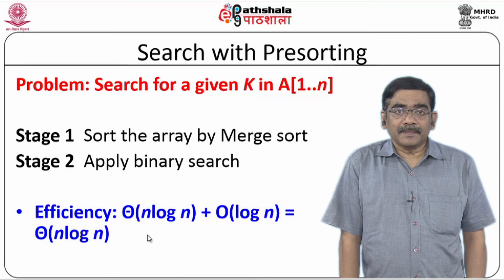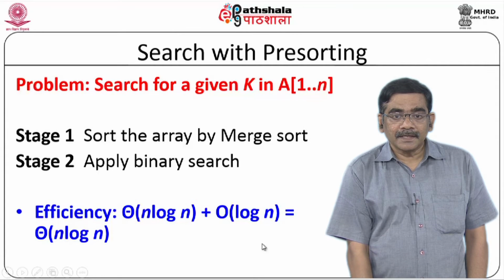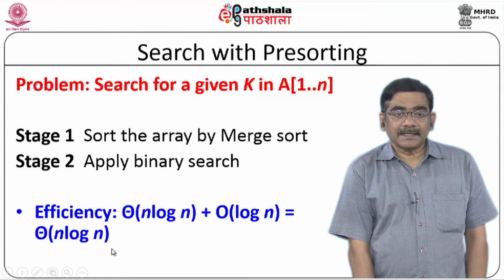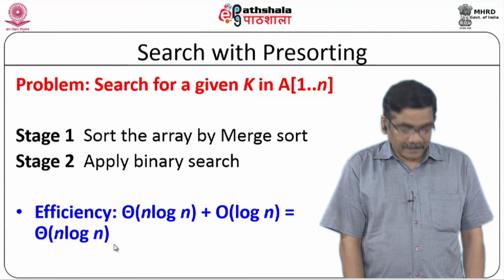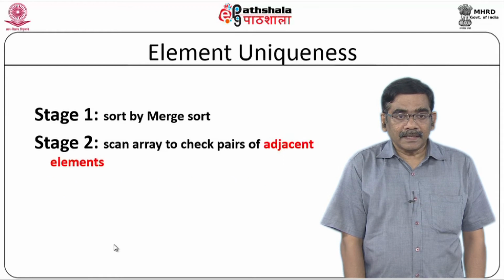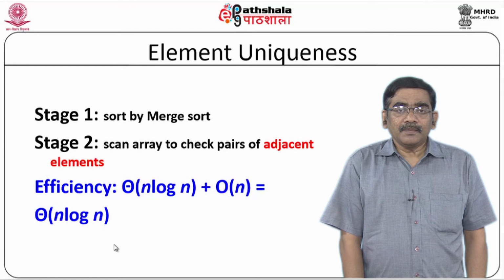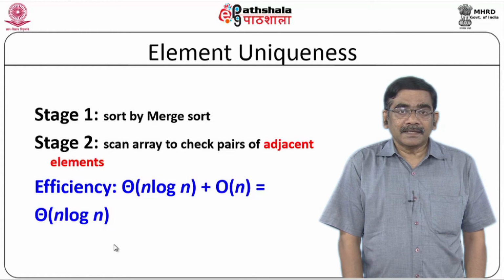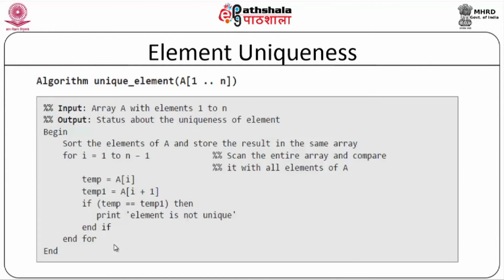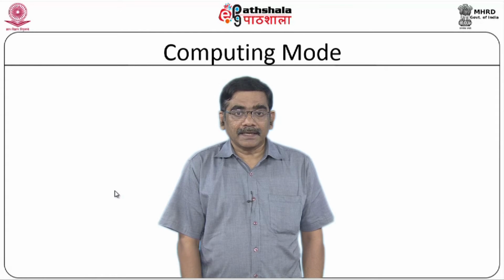The efficiency of this algorithm is theta of n log n, which is the requirement for merge sort, and binary search requires order of log n. So, you can see that the complexity of this algorithm is theta of n log n. In terms of computational complexity, we do not have too much gain, but nevertheless this represents some of the simplicity of the given algorithms. This is the formal algorithm for checking element uniqueness, and the real advantage is that I can compare only the adjacent elements and not anything else.